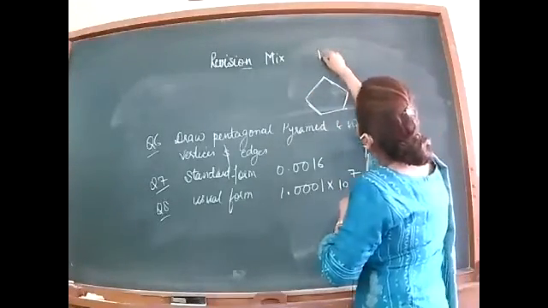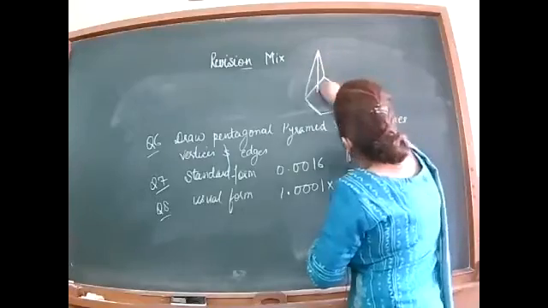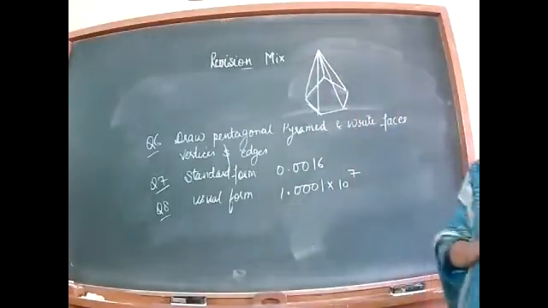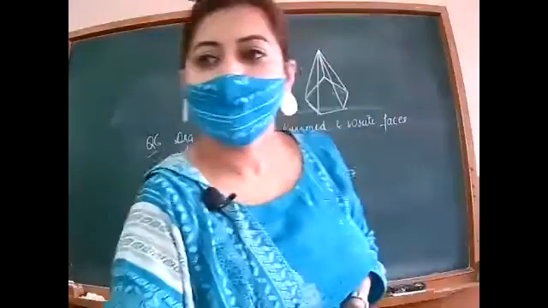You will take one vertex here, join this. This is your pentagonal pyramid. Count the faces, vertices and edges.